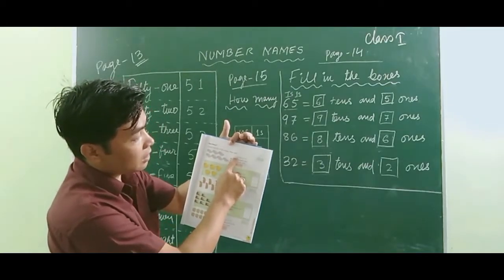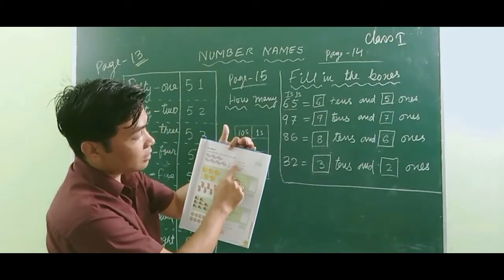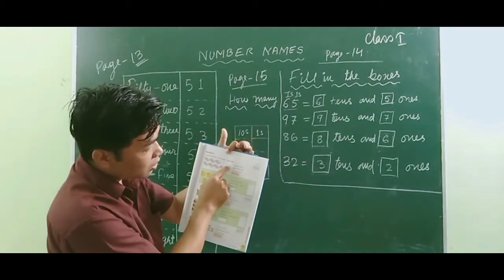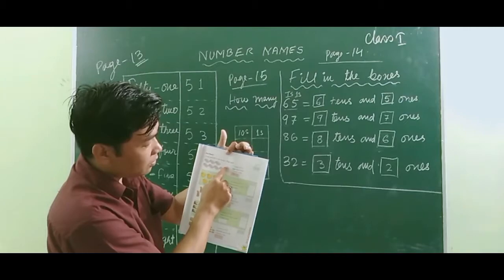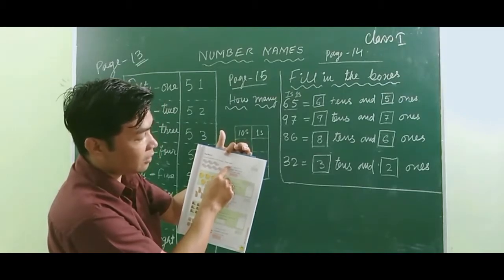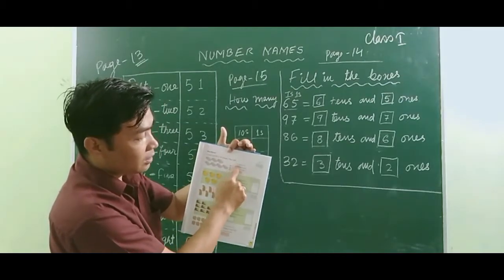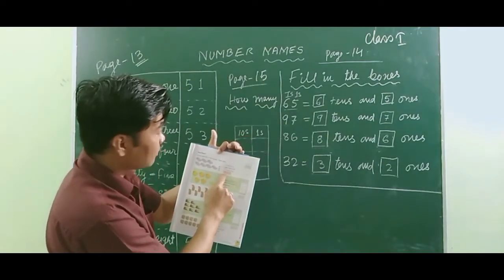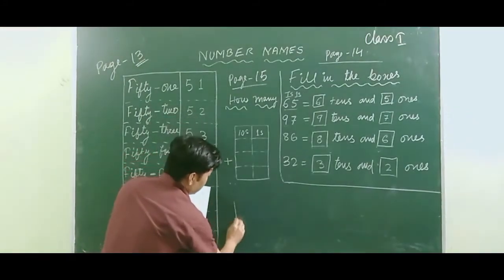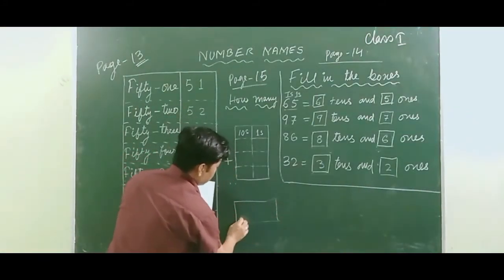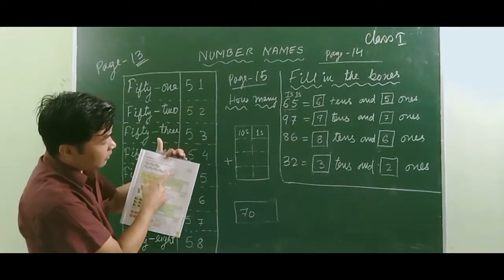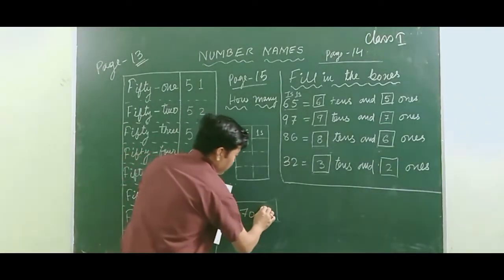See here, 7 trays of 10 eggs each, and 7 loose ones. So loose ones, how many do we have? 1, 2, 3, 4, 5, 6, 7. So 7 loose. So 7 tens make 70, and then 7 loose ones.